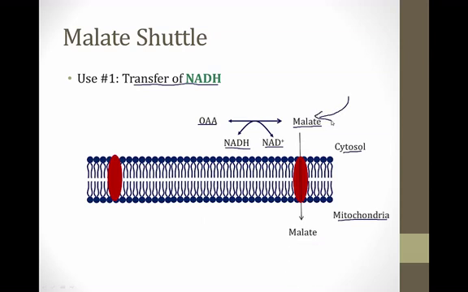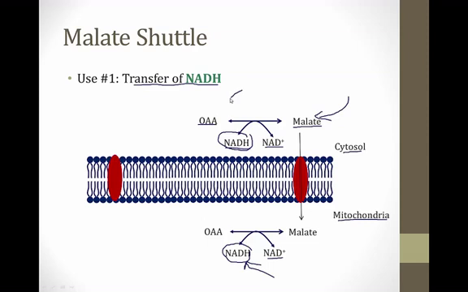Malate can then shuttle across the mitochondria, bringing those electrons inside the mitochondria, and then the malate can be converted back into oxaloacetate. In doing so, it can give its electrons to NAD and create a molecule of NADH. So you can see that as a result of this shuttle, the NADH, which was stuck in the cytosol, has now been moved inside into the mitochondria, where it can participate in electron transport.